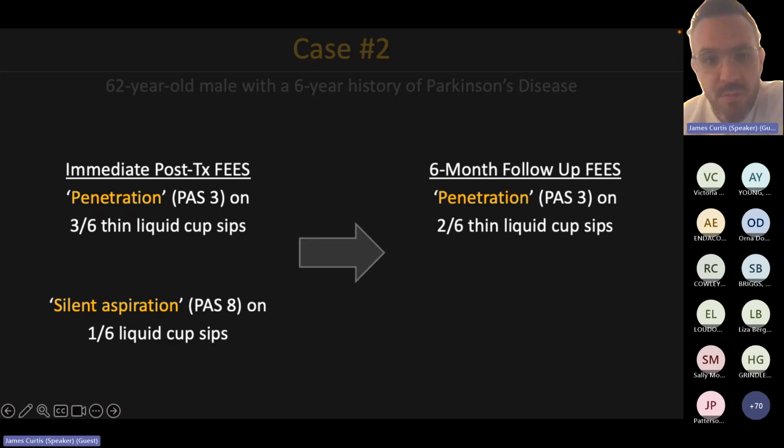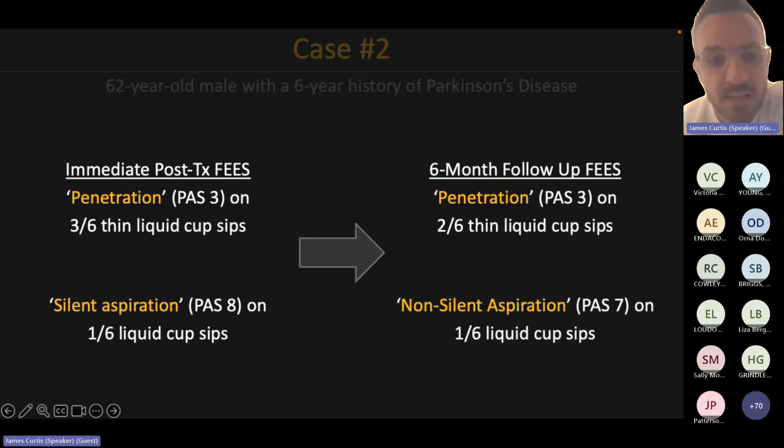Then they come back after their maintenance assessment, 6 months later, and we see that penetration occurred in 2 out of 6 liquid cup sips, and non-silent aspiration occurred in 1 out of 6 liquid cup sips. Right, so we have a PAS of 3 that occurred on 3 out of 6 trials, and then another PAS of 3 that occurred on 2 out of 6 trials 6 months later. And then pre-maintenance, we had silent aspiration, and post-maintenance, we had non-silent aspiration.